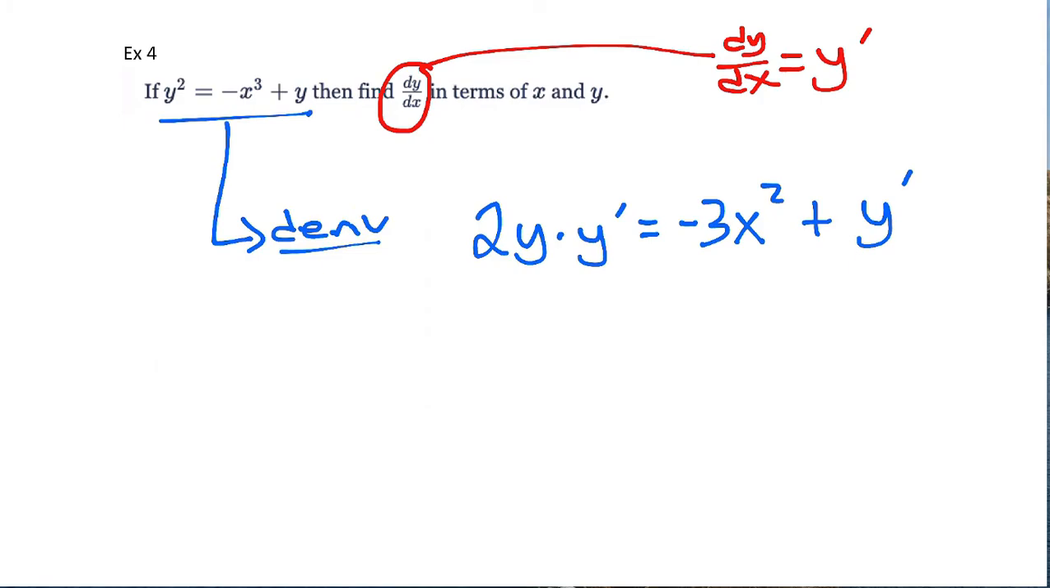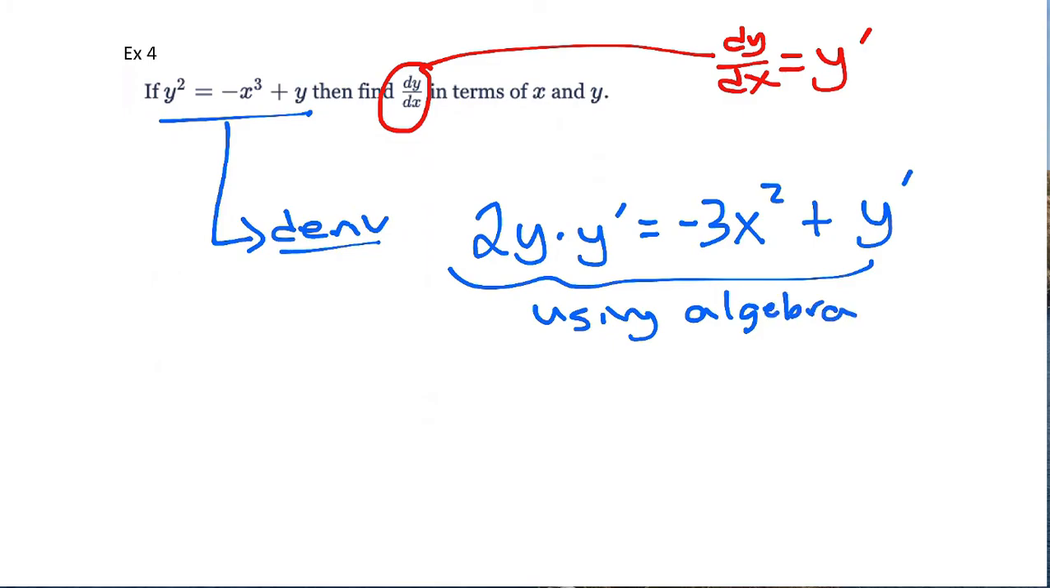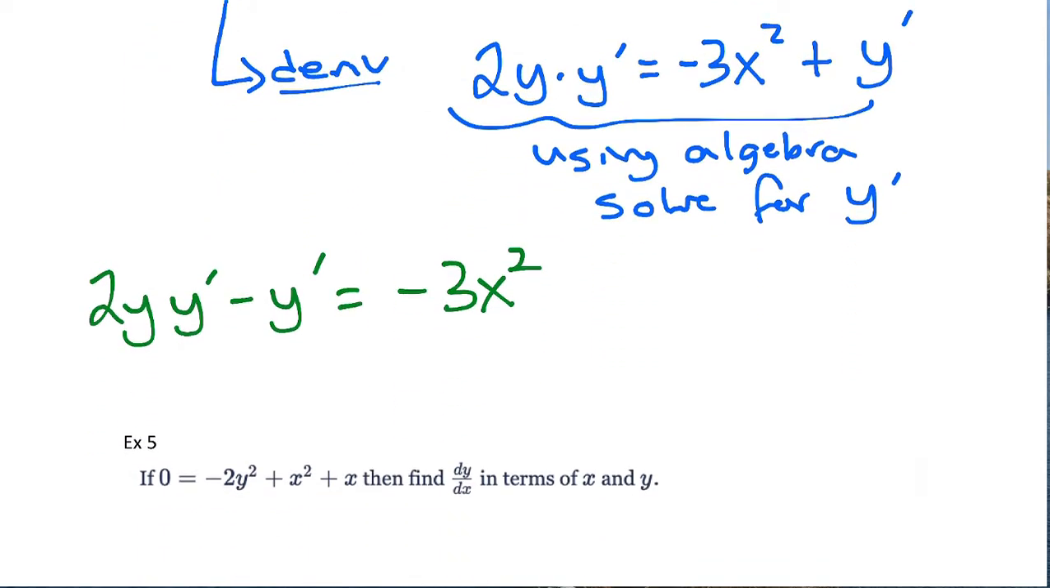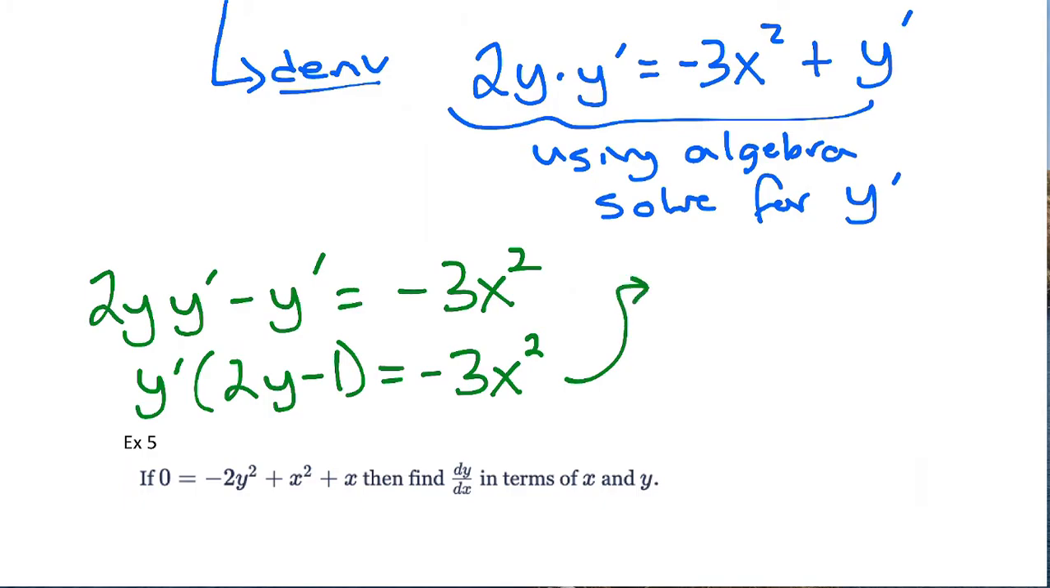So I'm just going to use algebra to solve for y prime. That's not too bad. What I'm going to do is subtract y prime from both sides, and then I would have that. What I can do now is factor out a y prime, and this would be 2y minus 1 equals negative 3x squared. And then finally, divide by 2y minus 1, and that is my answer.